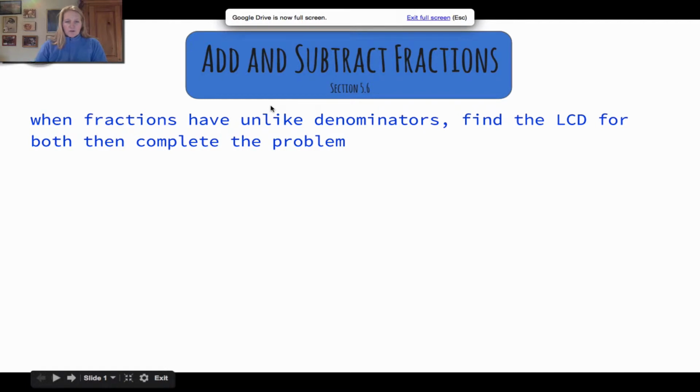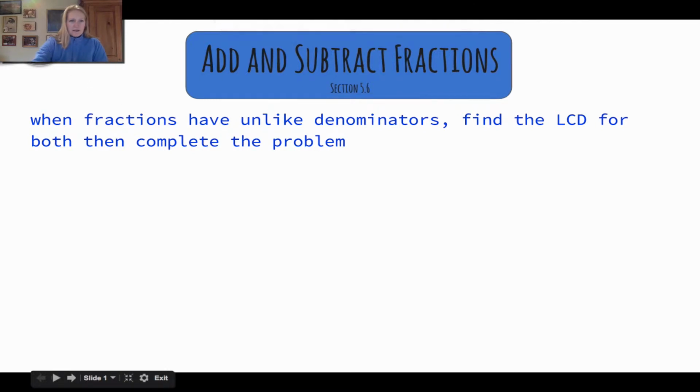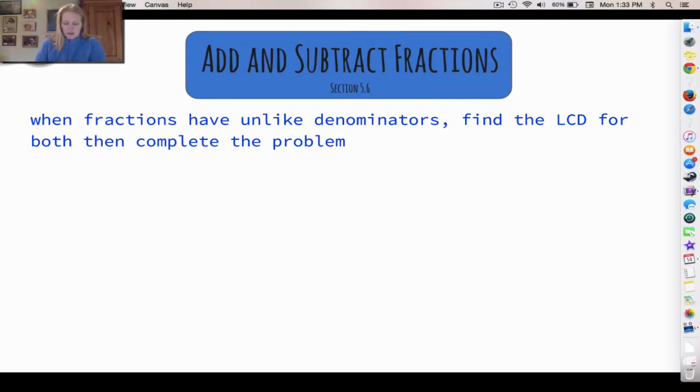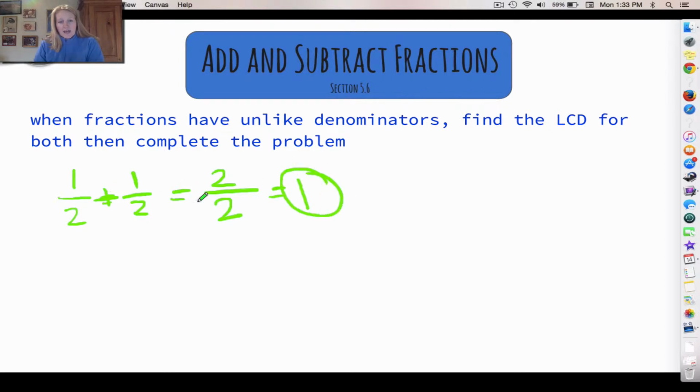So just to remind you, if we were adding two fractions like 1/2 plus 1/2, you have common denominators, and so that would make you be able to just add them together. So 1 plus 1 is 2, and then the denominator stays the same. 2 over 2 is equal to 1, and that's your answer. 1/2 plus 1/2 is 1.